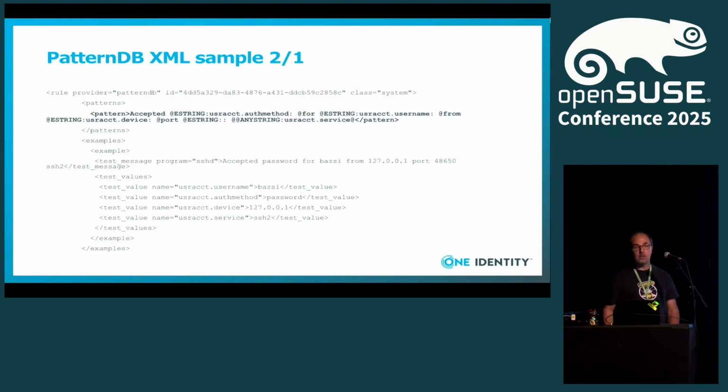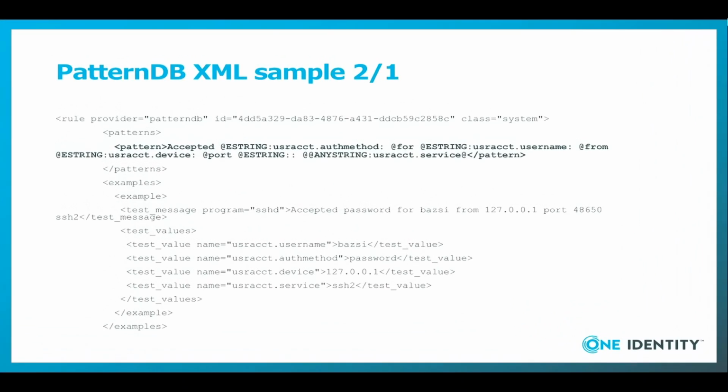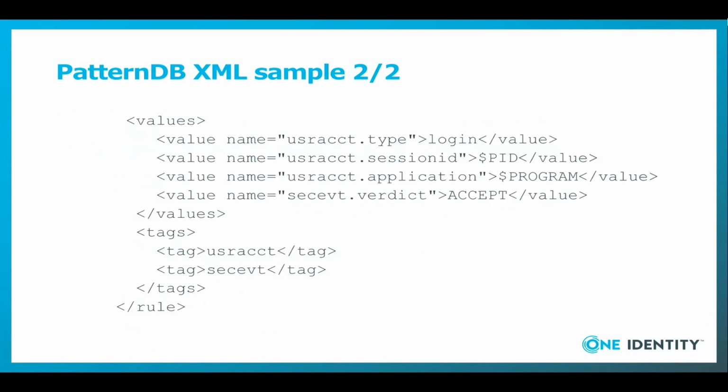And below that, you can see an example log message and some test values for that to test the parsing rule. And here you can see that we can also add name value pairs from the XML rules, like that it was a login action and it was accepted, or it was successful.